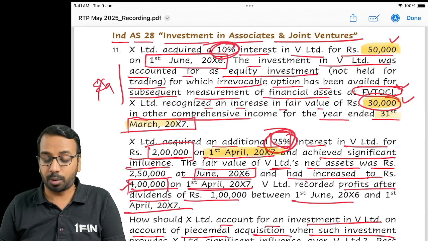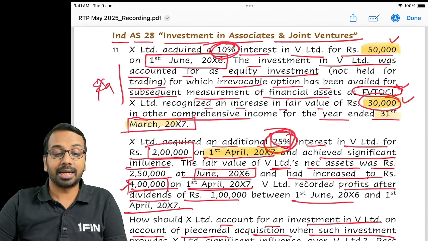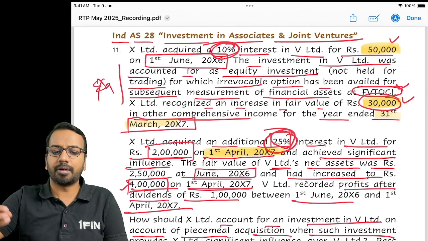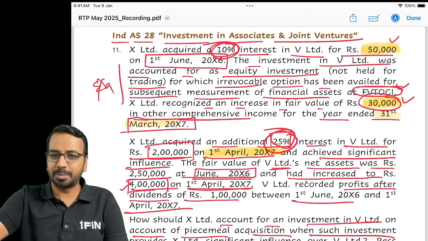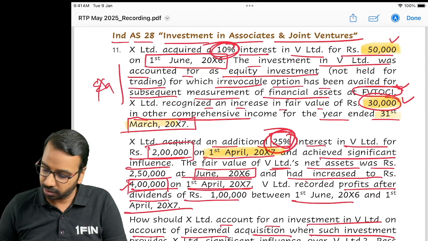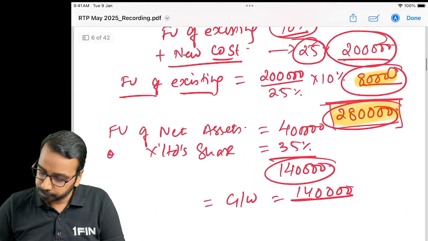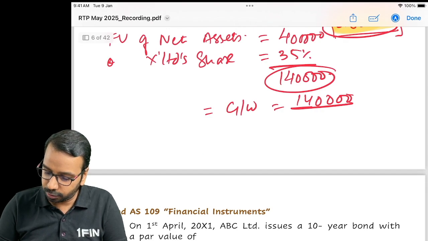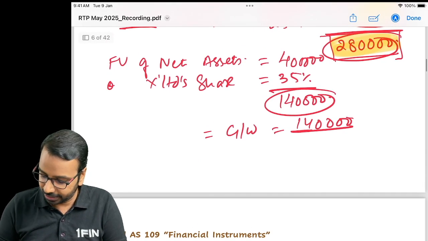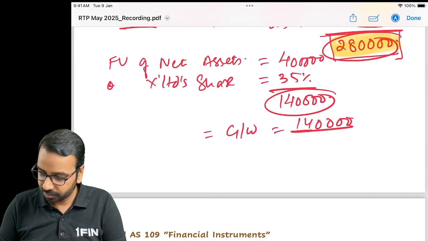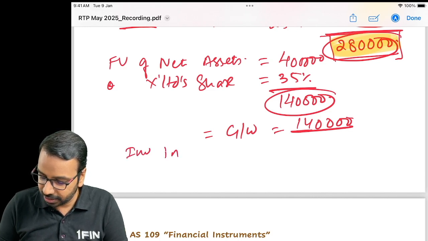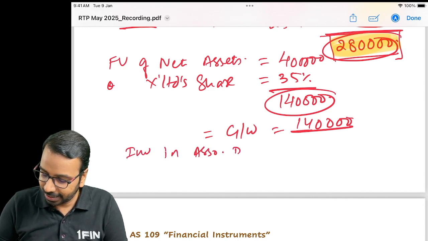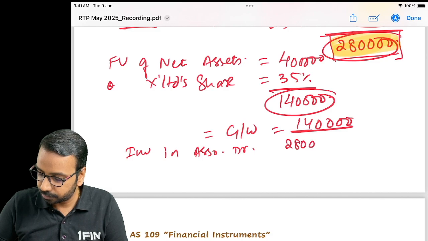But otherwise, what you should be doing is, if that is not directly given, for 25% we have paid 2 lakhs, so for 10% it is 80,000. Accordingly we can do it. Alright. So the existing stake has 80,000. What we need to do is debit or create a new investment. So we will say investment in associate, debit 2 lakhs 80,000.